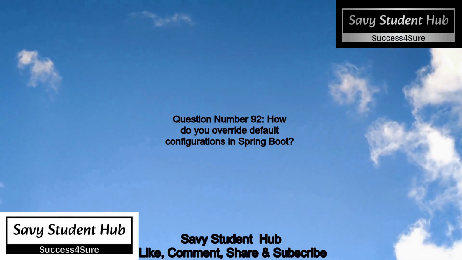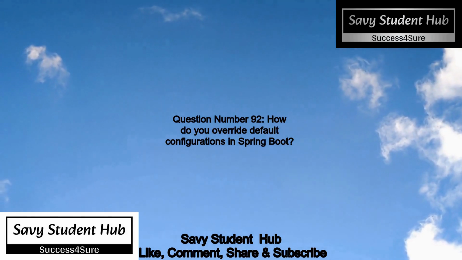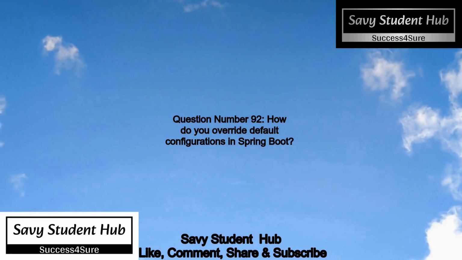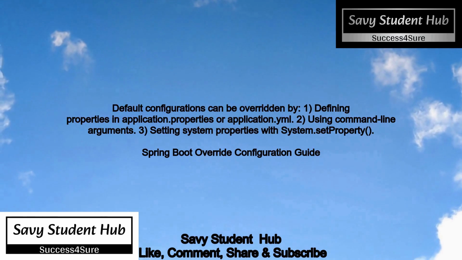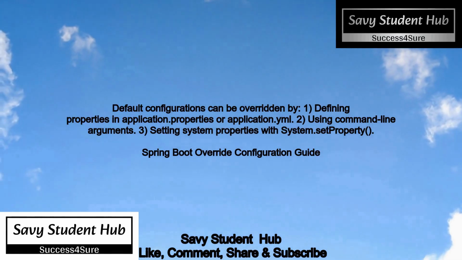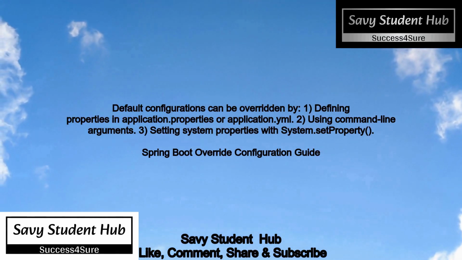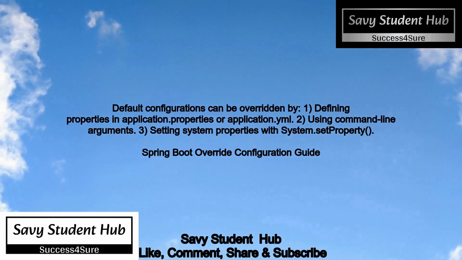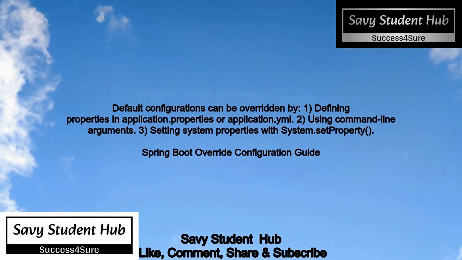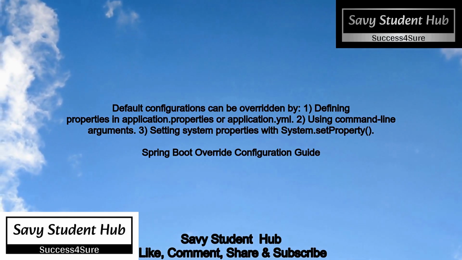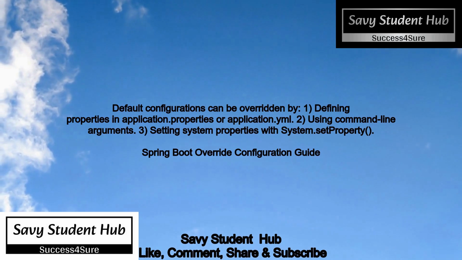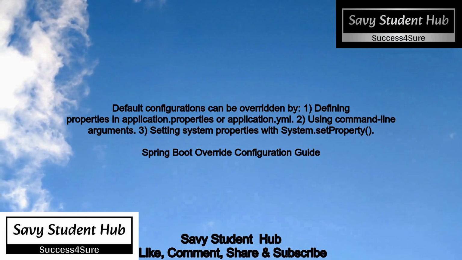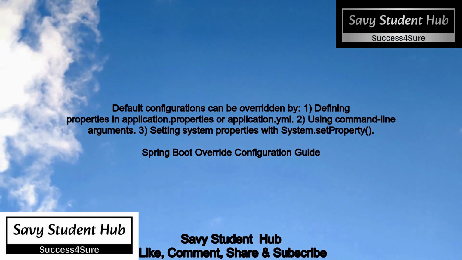Question number 92. How do you override default configurations in Spring Boot? Default configurations can be overridden by: 1. Defining properties in application.properties or application.yml. 2. Using command line arguments. 3. Setting system properties with System.setProperty.